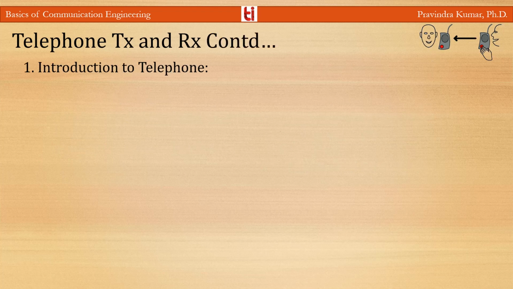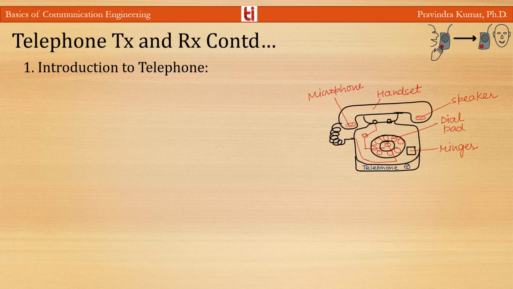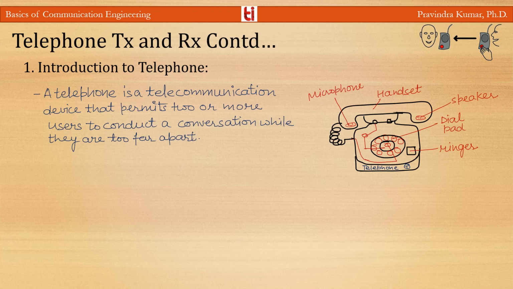A telephone is a telecommunication device that permits two or more users to conduct a conversation when they are too far apart. A telephone converts sound, most effectively the human voice, into electrical signals that are transmitted via cable and other communication channels to another telephone, which reproduces the sound for the receiving user. Here, tele means far and phone means voice. This means distant voice. Telephone means distant voice.